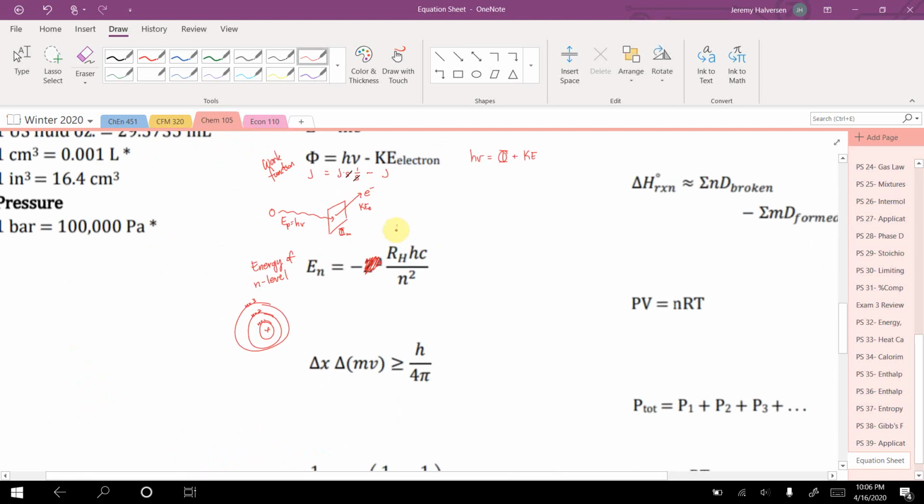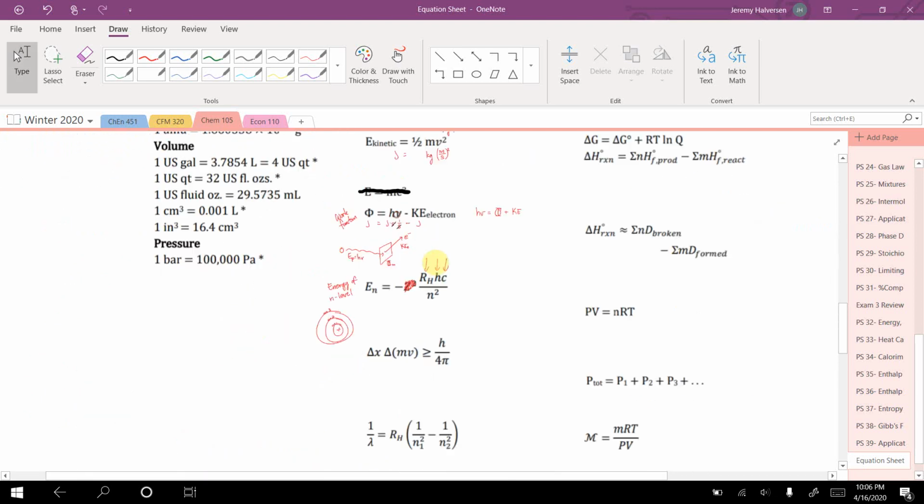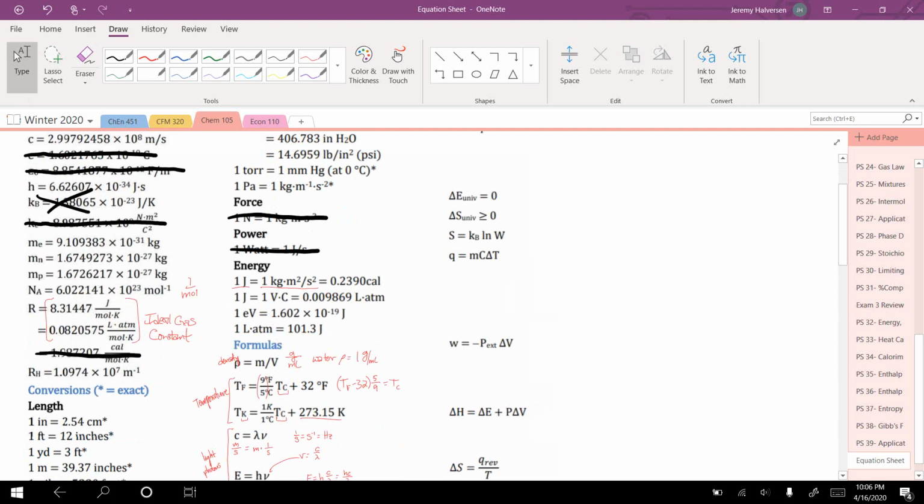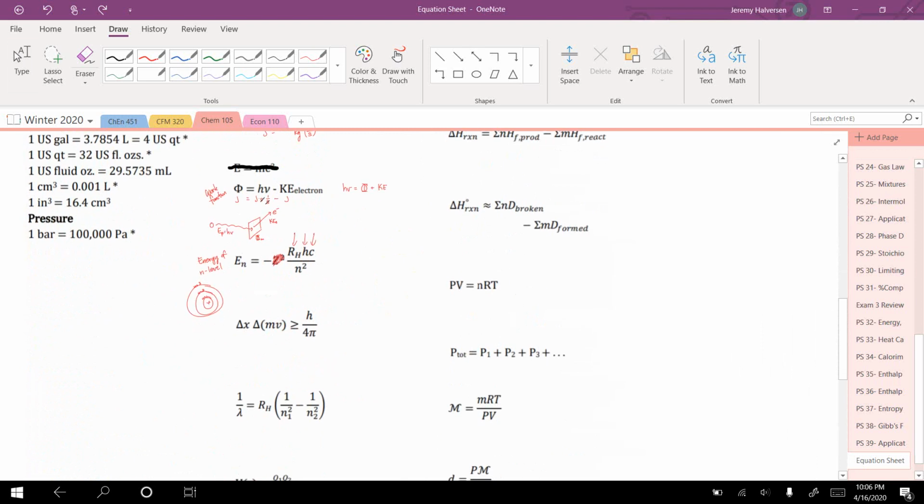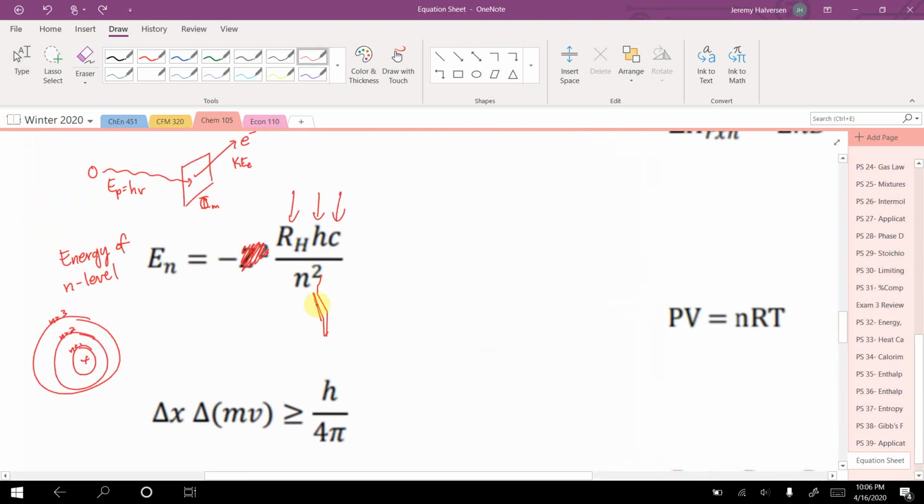Okay, then we have some constants, RH, h, and c. Up here, you see we have RH, h, and c. They're all just given to you. And then we have n squared, and that n is literally the n level that you care about. So if I'm trying to find the energy of n equals 2, I'm going to put in 2 in the bottom there. Let's check the units.